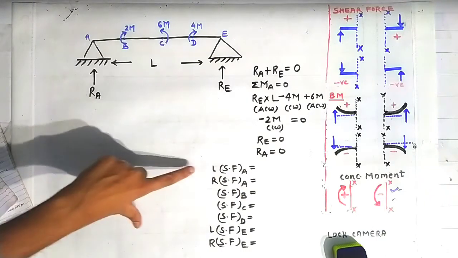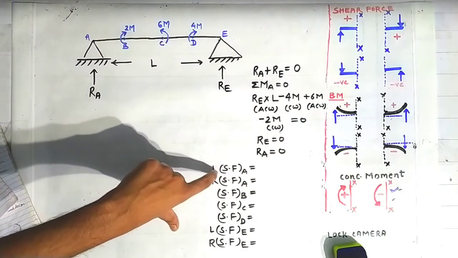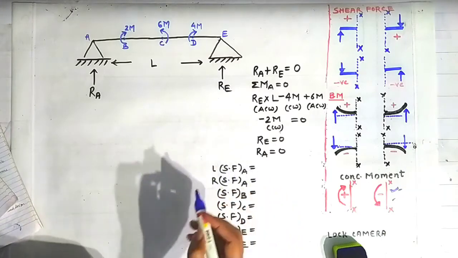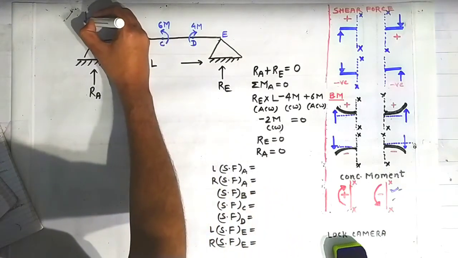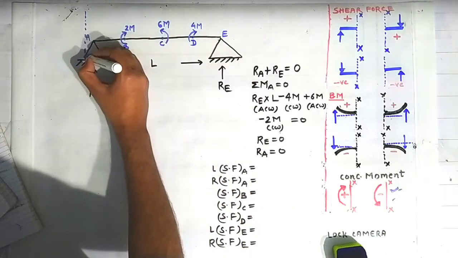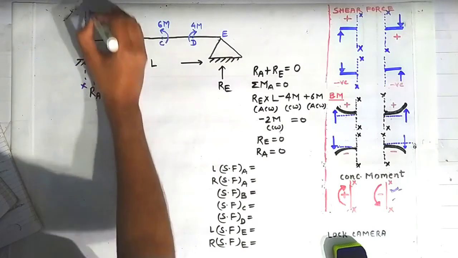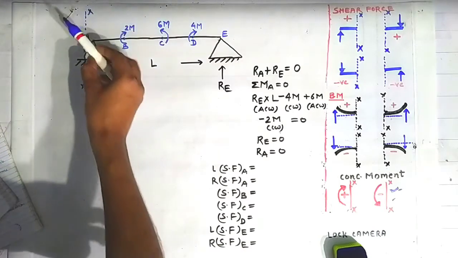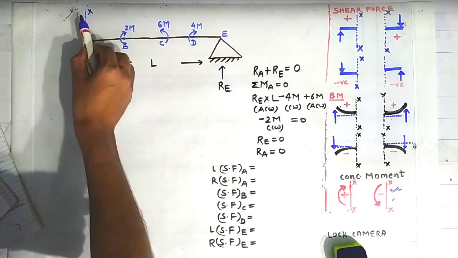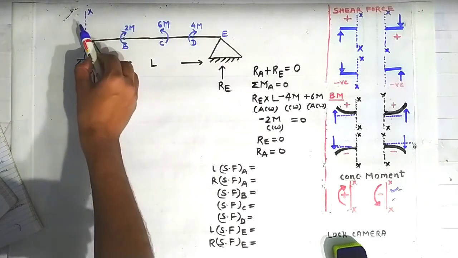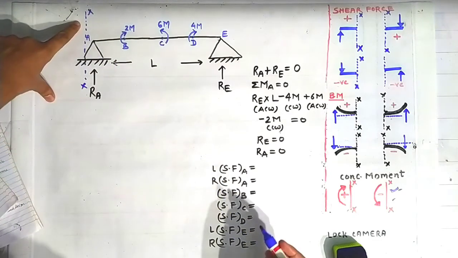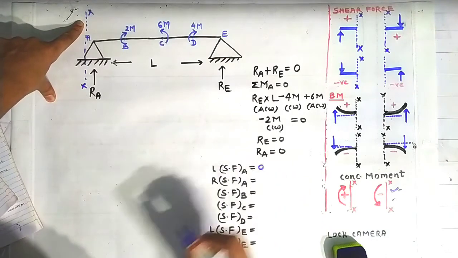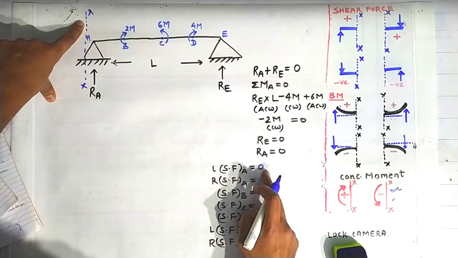Now friends, we will calculate the shear force on the left side of the point A. So for that, what we have to do? We have to construct a section here on the left side of the point A. See this section, XX. Now looking on the left side of this section, there is no force lying on the left side of this section. That's why shear force at this section is 0. So taking shear force here as 0.